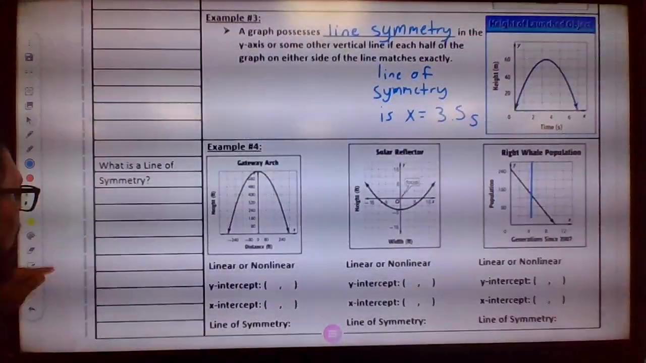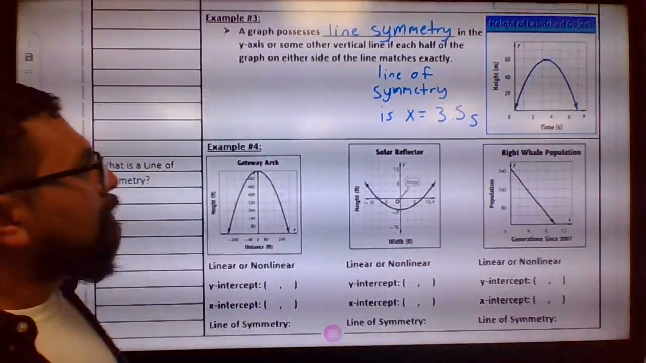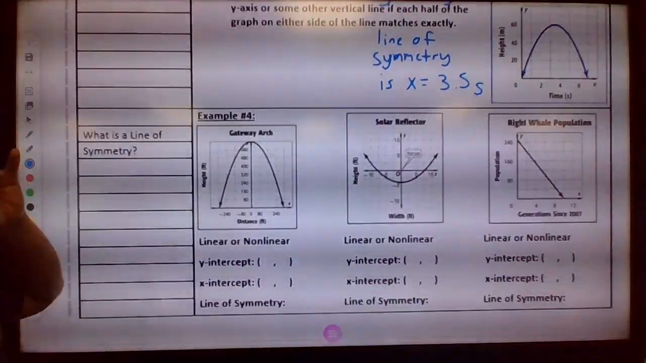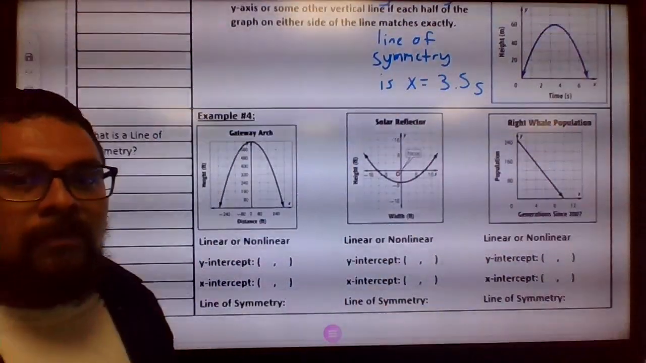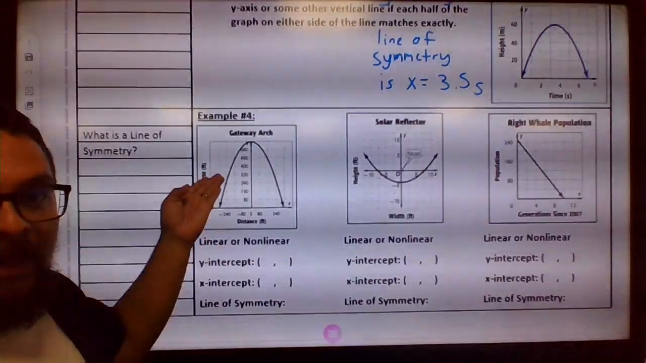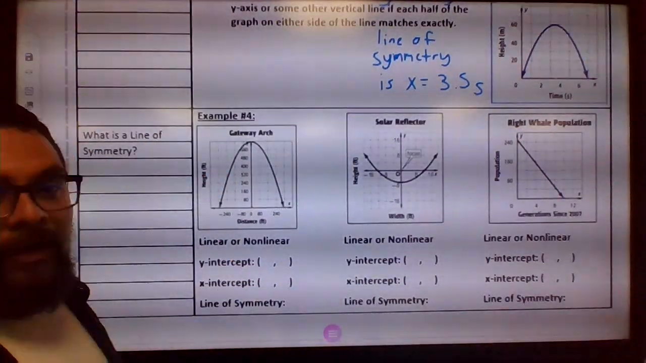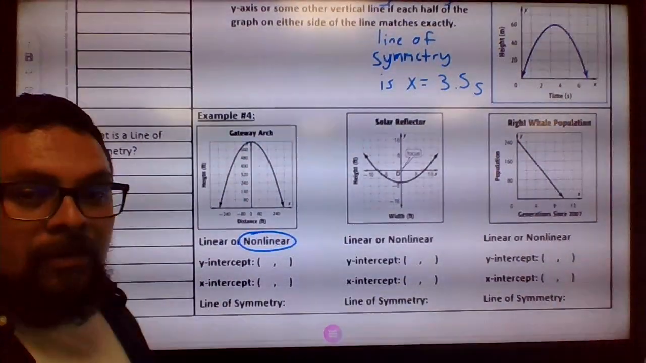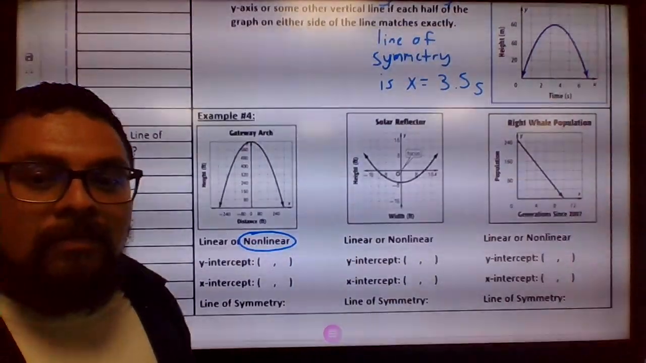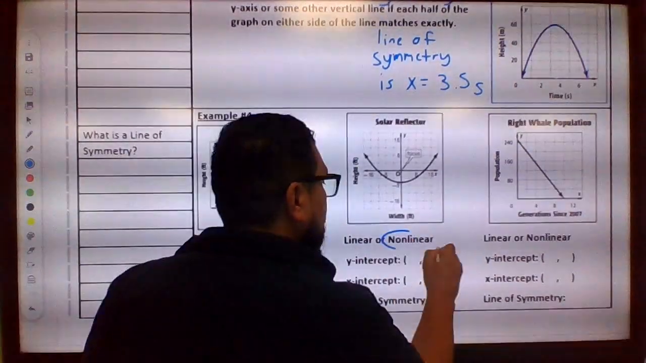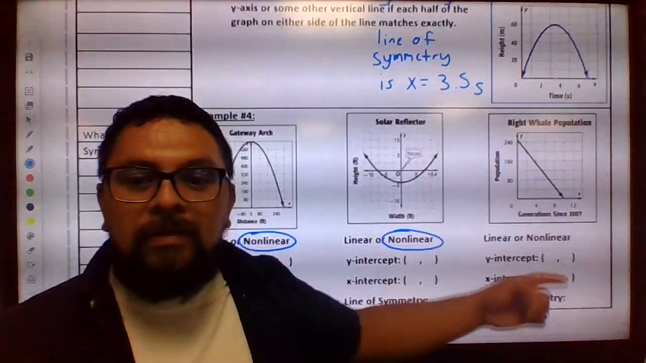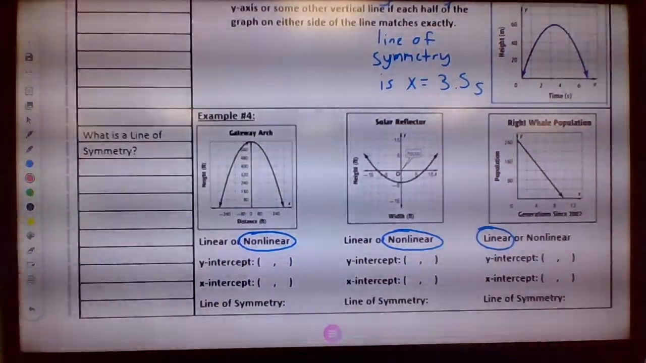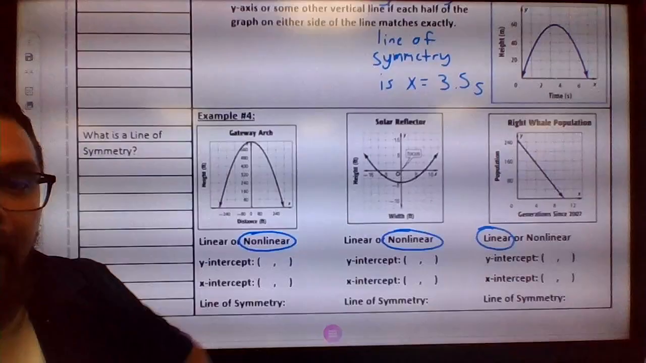Example number 4. Let me erase this one because the line moved. Okay, so example number 4, we have 4 graphs. So let's get some characteristics of these 4 graphs. First of all, this graph right here, is it linear or nonlinear? This is nonlinear, right? What about this one? Linear or nonlinear? Nonlinear. And then the last one, it is linear. We have the first characteristic of these graphs.